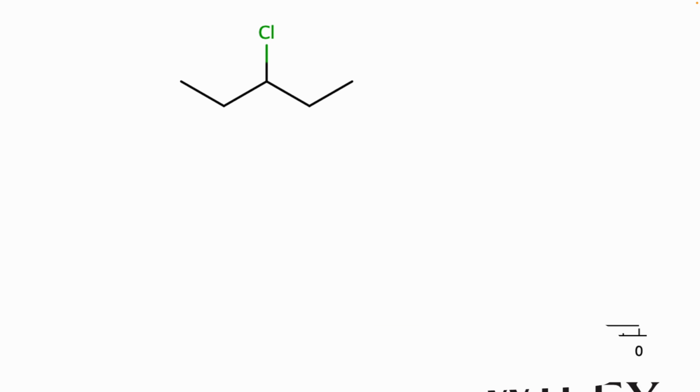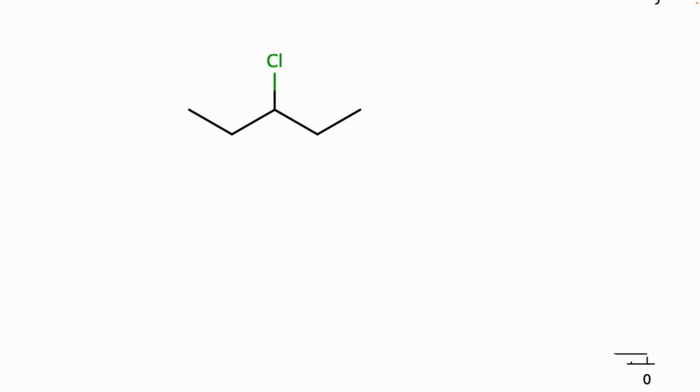All right, let's do this one first. How many peaks would we expect to see? 3. So again, right down the middle, we have that plane of symmetry. These 2 are in the same group. These 2 are in the same group. And then this one's all by itself.